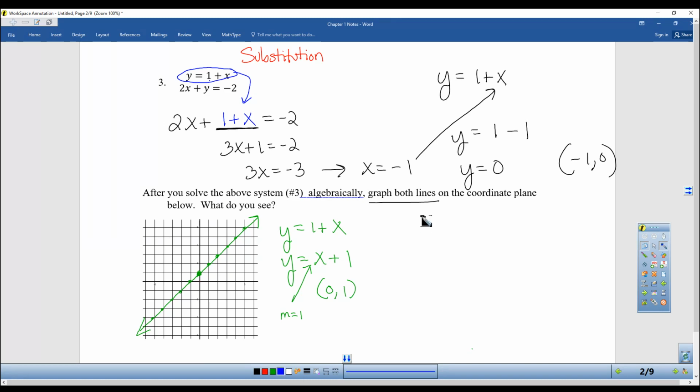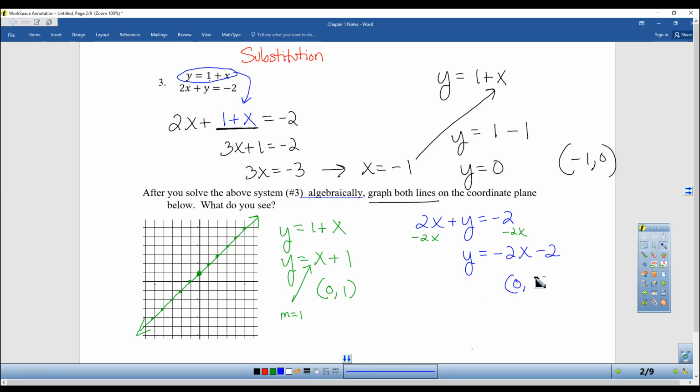The second line, 2x plus y is equal to negative 2. You should always get y all by itself. So I'm moving that negative 2x over. This is honors, I am not going to keep showing this step. If you need to show it, that's fine, but I won't be showing it anymore.